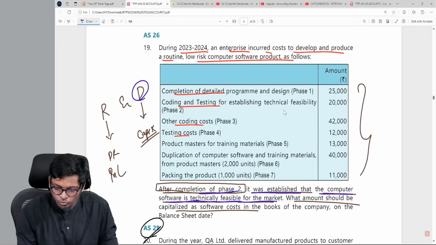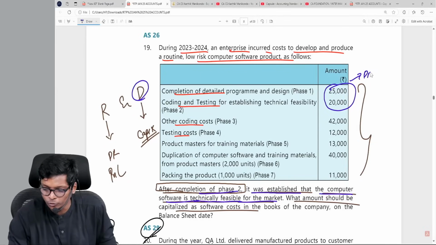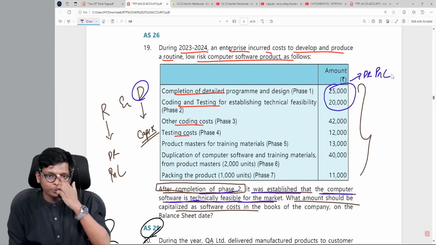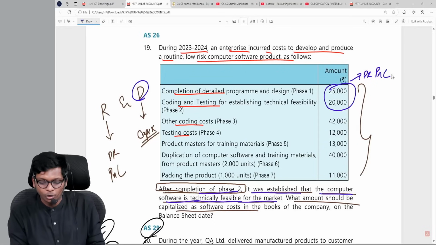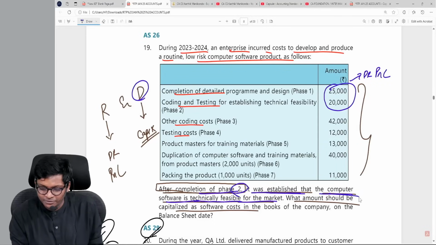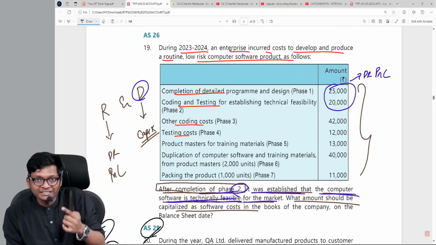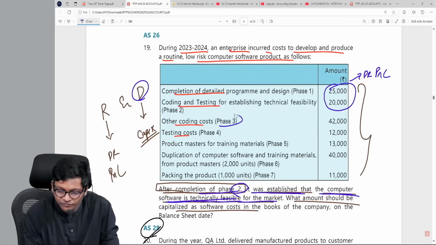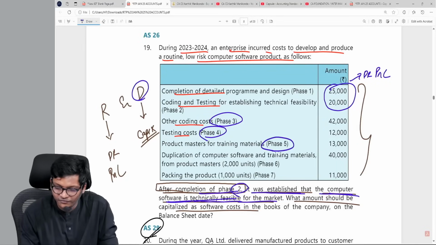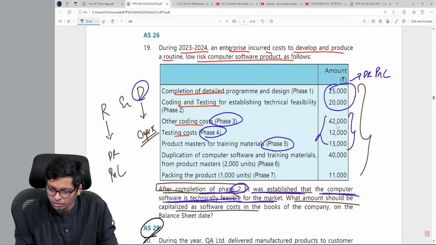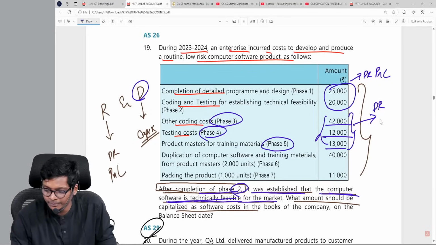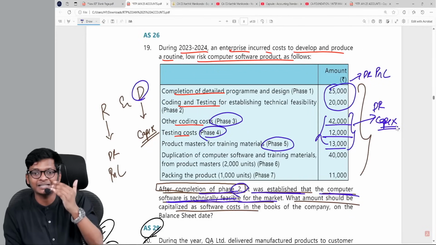So up to phase 2, the first two things I will debit to my P&L because it is still research phase. Only after phase 2 it is established that computer software is technically feasible. That means from phase 3 only development started. So phase 3, phase 4, phase 5, these three, 42,000, 12,000 and 13,000, is my development expense. So I will debit my balance sheet and create an intangible asset, intangibles under development.